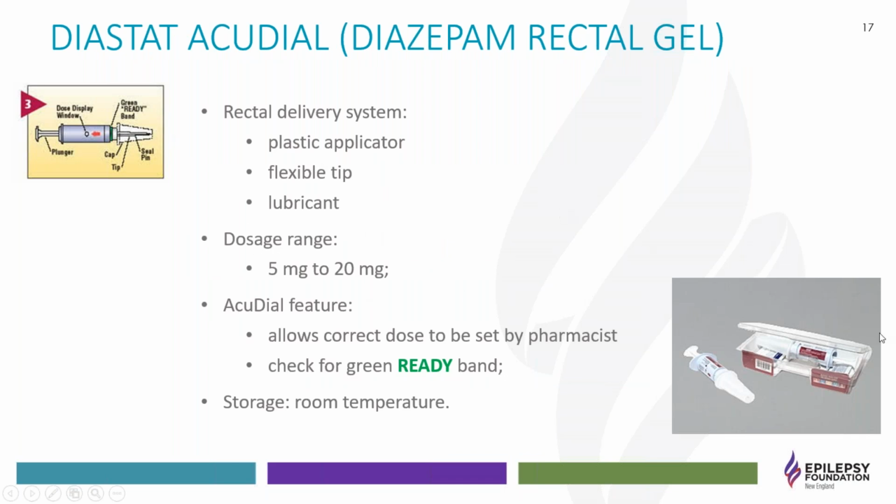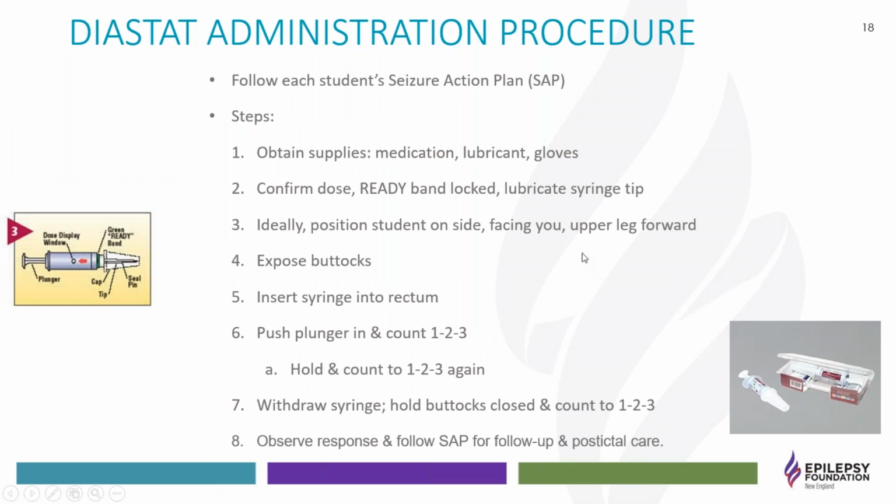Okay, the doses. The nice thing about having these syringes is that the pharmacist sets the correct dosage. The range is 5 milligrams to 20 milligrams, and there'll be this little green ready band that, when the pharmacist sets the correct dose for that person's body weight, will show it's ready to go. You don't have to draw anything up. You don't have to measure it. It's all done. Oh, and here's the instructions that I told you about. There's your little 1, 2, 3. I kind of jumped ahead on my slides.